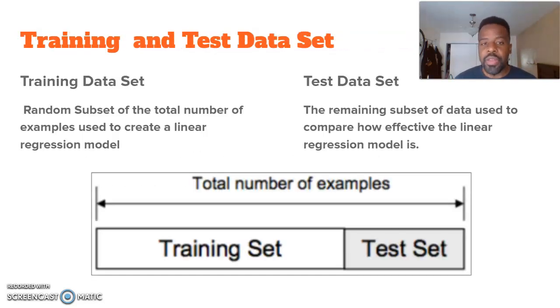A way to think about this is training and test data sets. The training data set is a randomly chosen subset of the total number of examples, used to create a linear regression model, while we take the test data set and omit it. We don't use it. That's to be able to compare how effective the linear regression model is. So we'll use the training data set to see if we're able to create the test data set, or how closely the test data set aligns to our regression model.